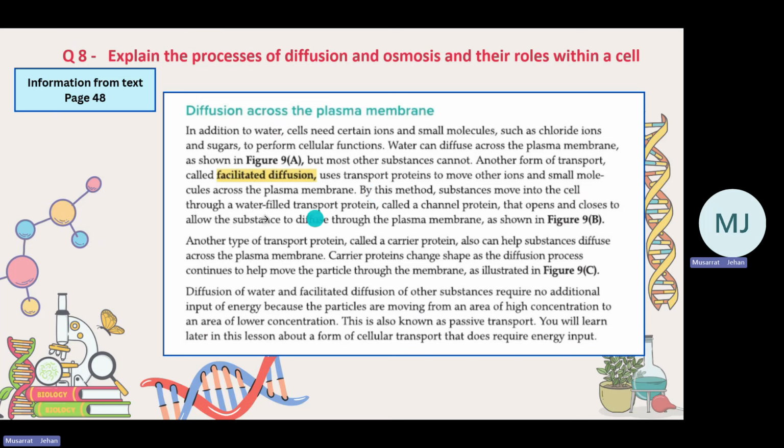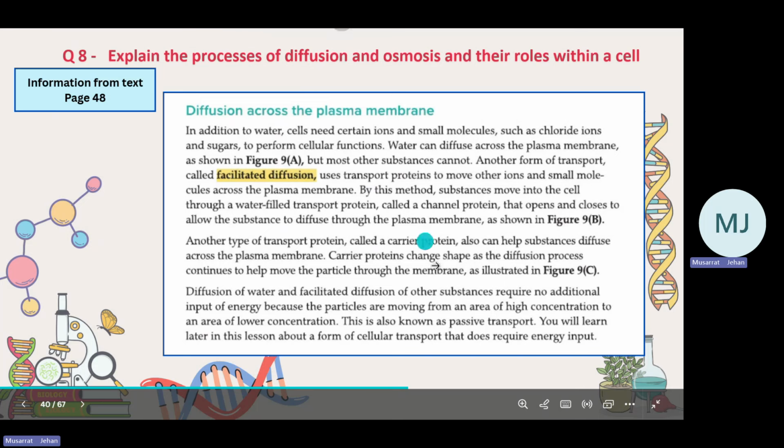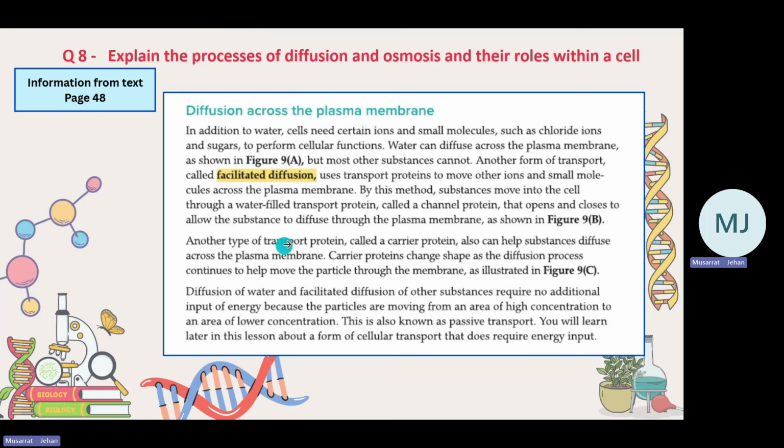By this method, substances move into the cell through a water-filled transport protein called a channel protein. So which protein is allowing them to go? Channel. It will open and close and the substances can go through. There is one more type of transport protein, which is called a carrier protein. It can also help substances diffuse across the plasma membrane. What is the difference between the two? Carrier proteins change shape. Channel proteins are the same, they just open and close. They don't change shape. Carrier proteins change shape as the diffusion process continues so that the particles can move through.